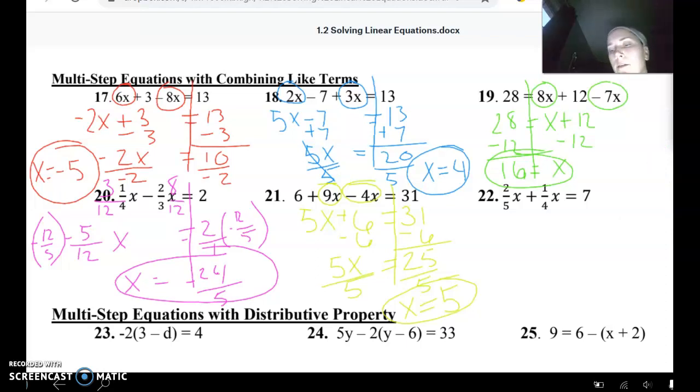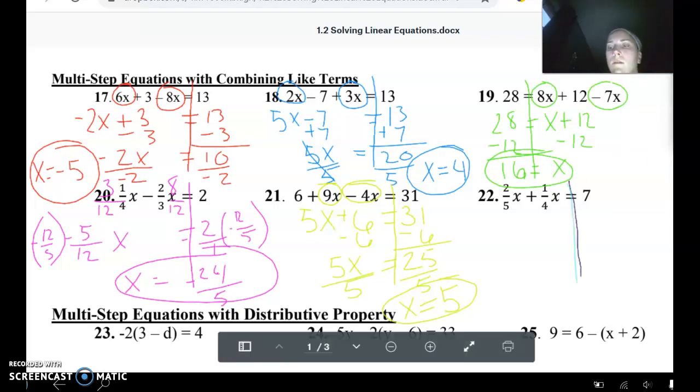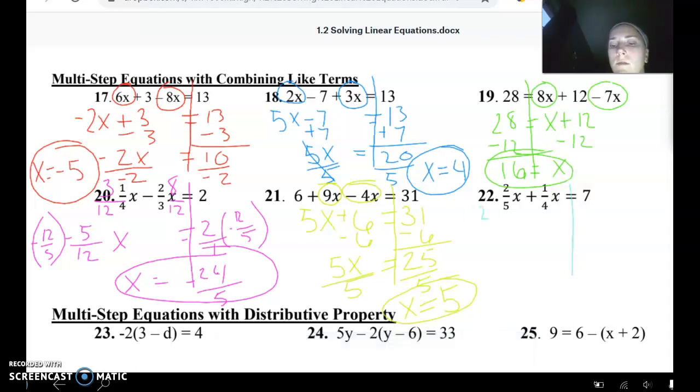Alright, so if you guys are back, you should have solved number 22. We are going to start, using a brighter color so you can see better. Okay, so we need to find a common denominator here. So I'm going to use 20. 5 times 4 gives us 20, so 2 times 4 gives us 8. 4 times 5 gives us 20. 1 times 5 is 5. 8 plus 5 gives us 13 over 20x.